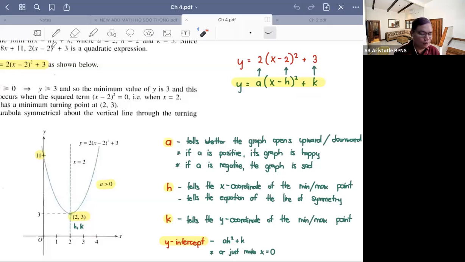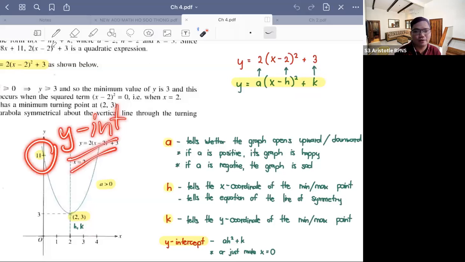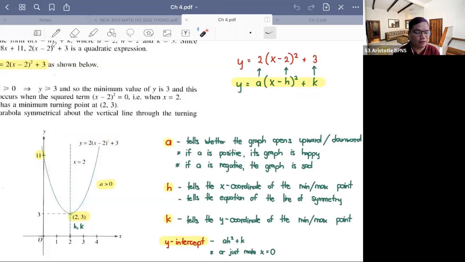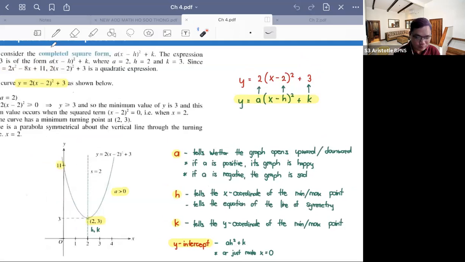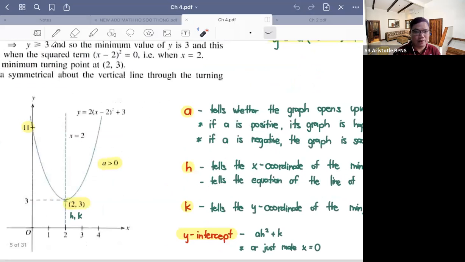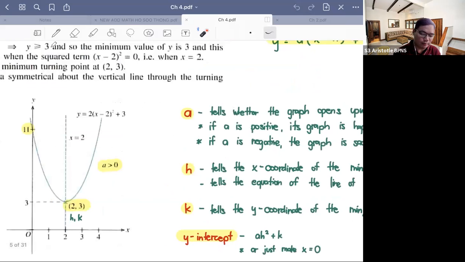And then of course, we have this. It's the y-intercept. Now, in this one, in A maths, how do we get the y-intercept? Of course, there are two ways. Now, in A maths, there is now a formula. a(h squared) plus k.